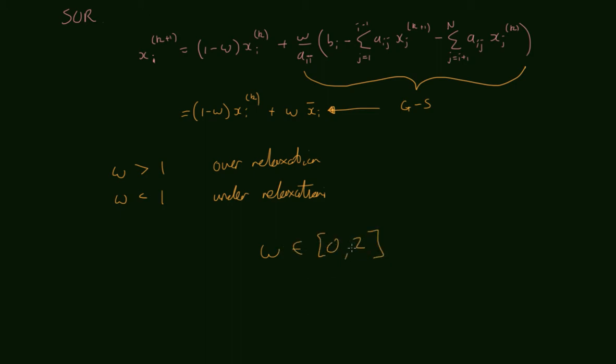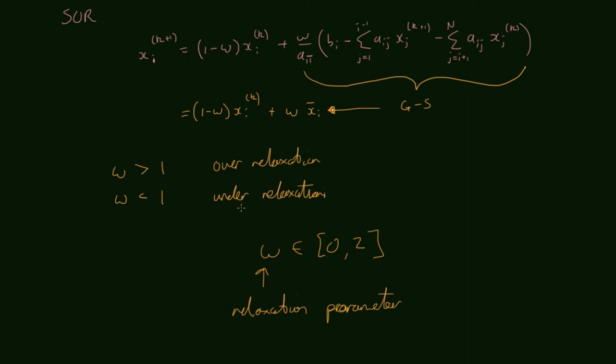Okay, so we never want to overdo it. We never want to sort of more than double. Omega is known as the relaxation parameter. Now the actual value of the relaxation parameter will depend upon the system that you're solving. Sometimes it'll be less than 1, sometimes it'll be greater than 1.